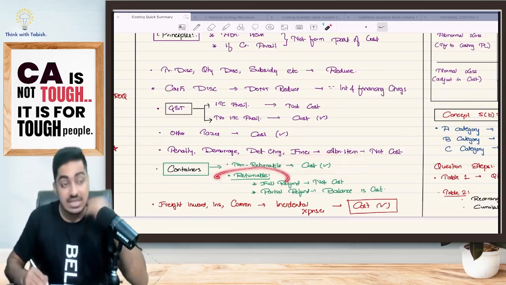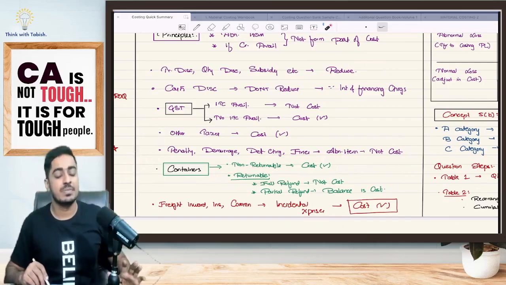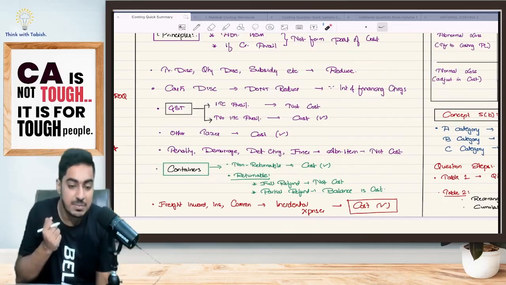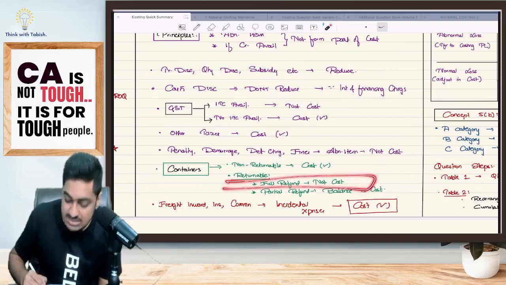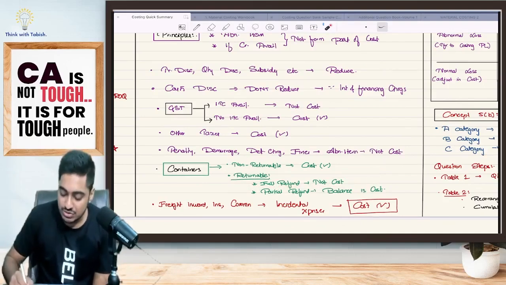Now the supplier is telling it is returnable. That means you take this container, and after that you give me back the container. If I return the container, will I be getting back my money? Yes. If I get back my money, is it cost? No. If I get full refund, I am asking how much money I will get back. 10 rupees I have paid. If I am getting the full 10 rupees back, it is not cost.